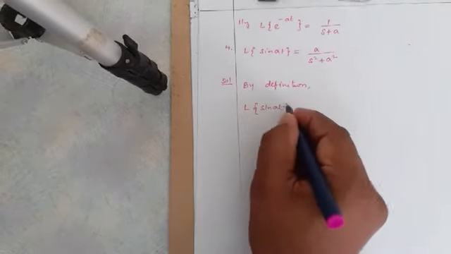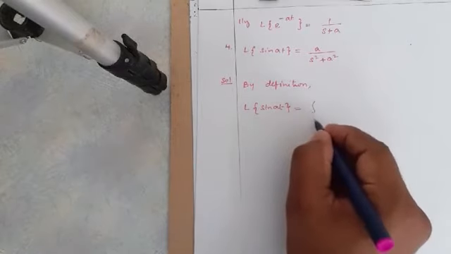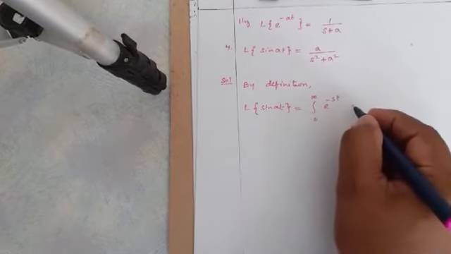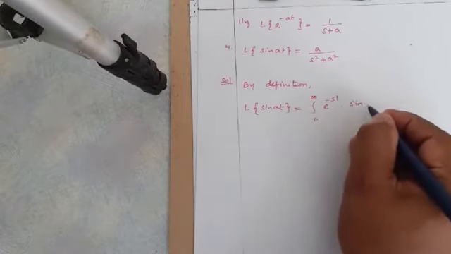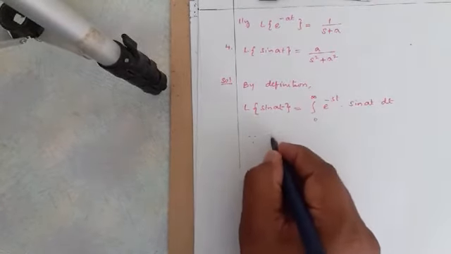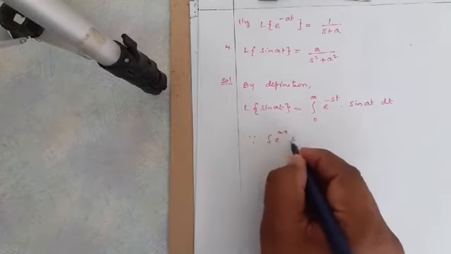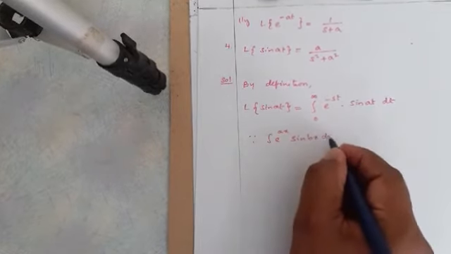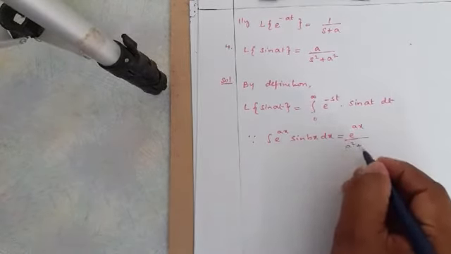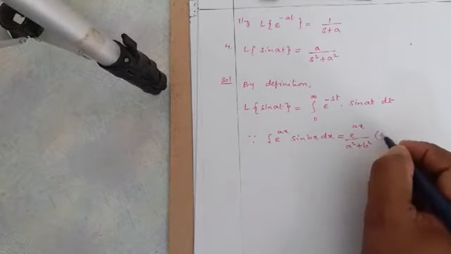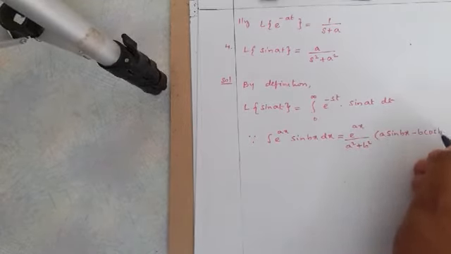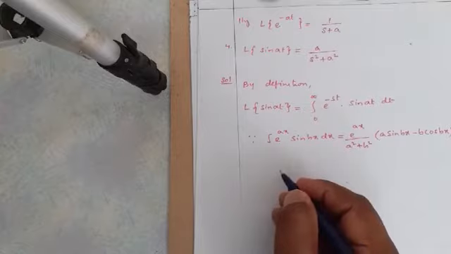I am applying Laplace to sin at, so that becomes integral 0 to infinity e^(-st) into sin at, which is nothing but f of t, dt. So as you know the formula, integral of e^(ax) sin bx dx is equal to e^(ax) upon (a square plus b square) in bracket (a sin bx minus b cos bx). Okay, this is the formula we use here.